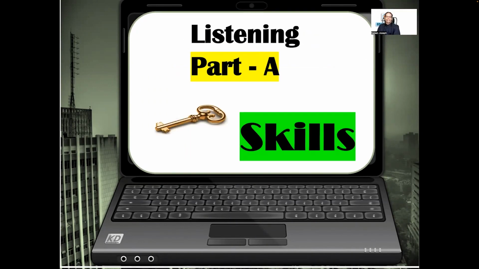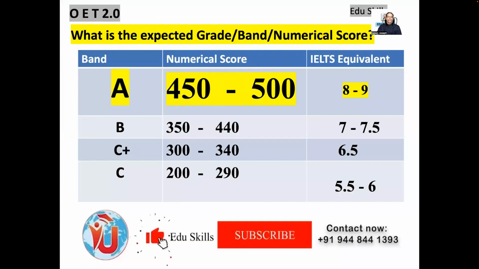So OET 2.0, listening part A, key skills. As I always used to tell you, always aim for an A grade, 450 to 500, minimum 450, so that you are safe in your practice. That's the biggest enemy for your failure, or most of them fail because they target a B grade and happen to reach 340, 330 or 320.